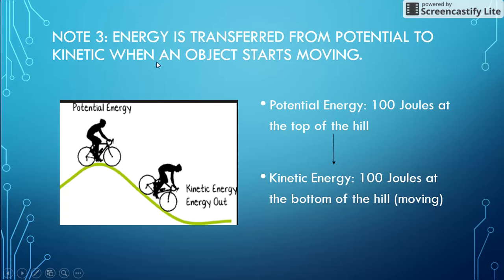Note number 4. Kinetic, when an object starts moving. So I know that if I have 100 joules of potential energy, when my biker is at the top of the hill, he has that potential to roll down. I know that as he starts to move, that 100 joules of energy is transferred to his kinetic energy at the bottom of the hill when he starts moving. So he goes from potential energy to kinetic energy.